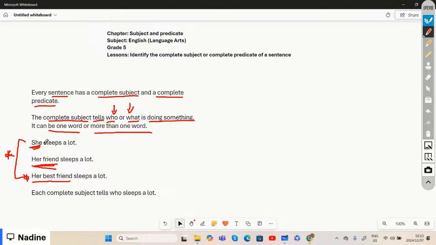So in the first sentence, she is our subject. In the second sentence, her friend is our subject. And in the third sentence, her best friend is our subject. That tells us either who is doing something or what is doing something.